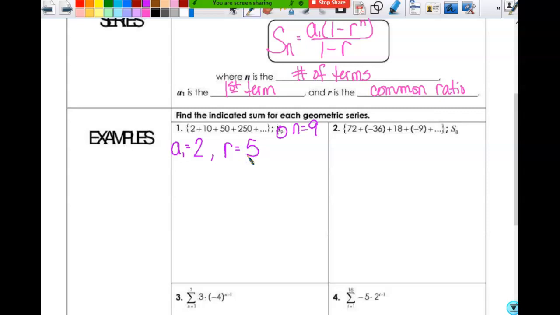So then I'm just going to put it into that formula up there. The sum of the first 9 terms is going to be 2 times 1 minus 5 to the 9th power all over 1 minus 5. Keep in mind that in the numerator, I cannot make what's in parentheses into negative 4 to the 9th power. That doesn't make any sense. Okay, so you just type it all in the calculator just like you see it.